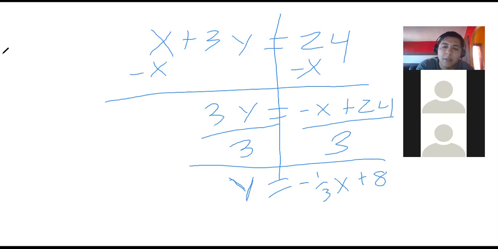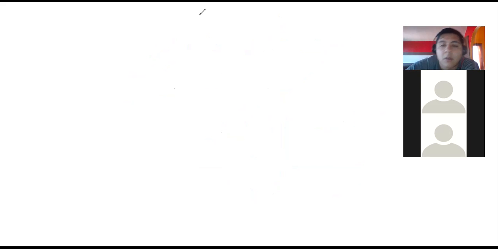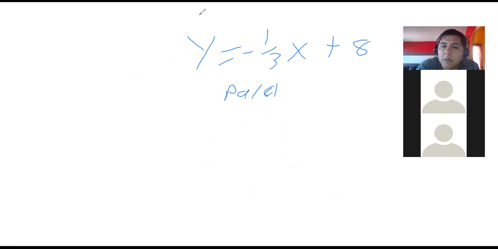Okay. So that's the first thing. We want to change it from standard form to the slope-intercept form. So we have y equals -1/3x plus 8. And so now we want a parallel line that is going to go through the points -2 and -3.